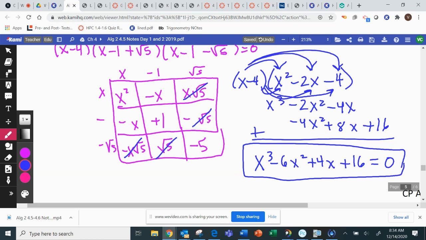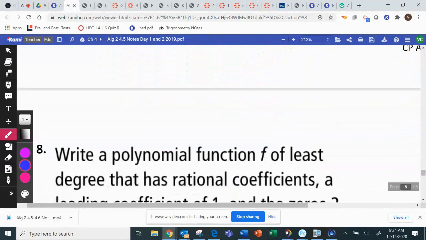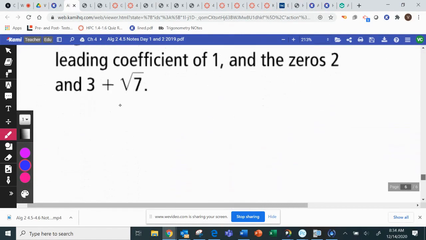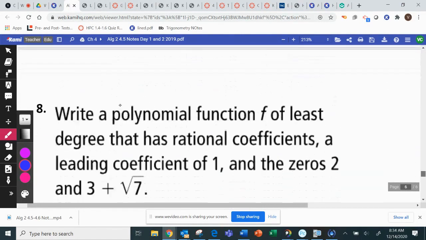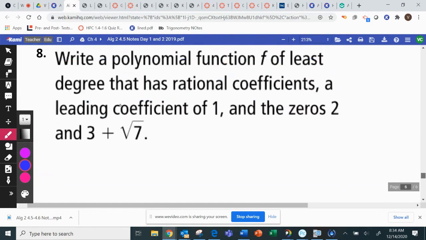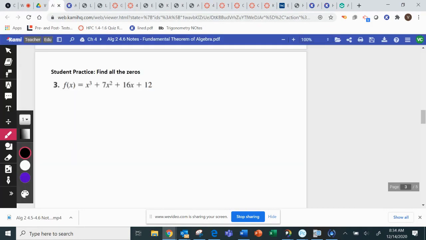You guys have questions on this? Questions? Okay, and then the rest of that is just one more example. So we're going to move to 4.6.